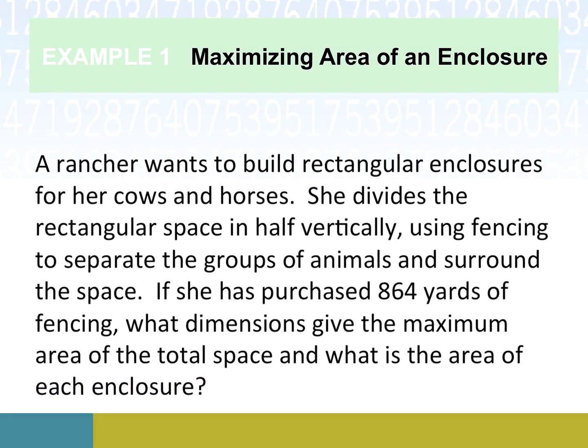This first video will do one classic sort of geometry example. So we're going to presume that we have a rancher. We want rectangular enclosures for the animals. So the animals are going to get divided into two spaces, so we'll have two enclosures. For the sake of picture drawing, we'll have this divided in half vertically. So I have a vertical line separating these two enclosures, and then we've got fencing that's got to go around and then in between the enclosures.